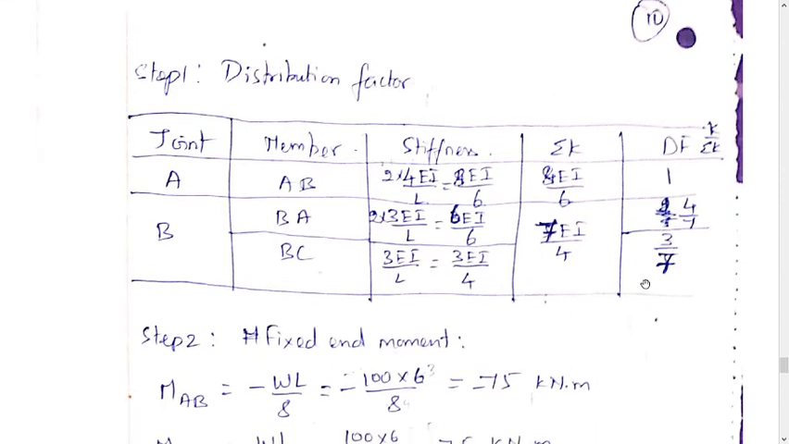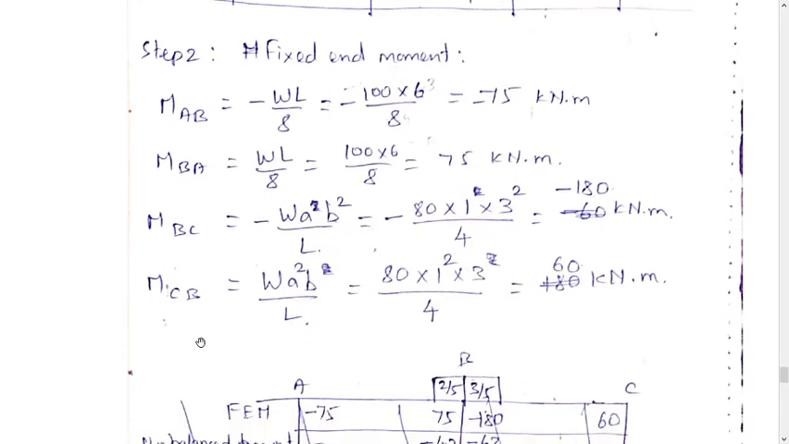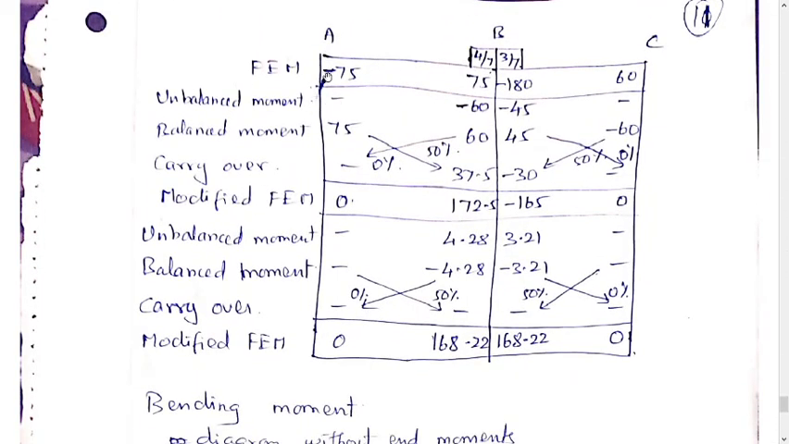So with this you will get the distribution factor, and then as usual you will get the fixed end moments for AB, BA, BC and CB. Then after that, using this table, we find here minus 75, 75, minus 180 and 60. So the unbalanced moment is the difference, and multiplying by the distribution factor, you will get minus 60 and minus 40. Then balancing, so in this case here it is roller and here it is roller, so it should be balanced. So minus 75 plus 75 plus 60 minus 60. Also here minus 60 it is plus 60, minus 45 plus 45.